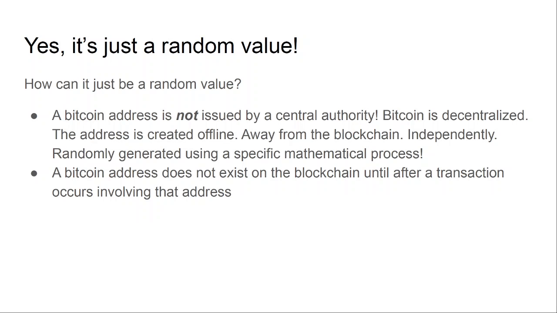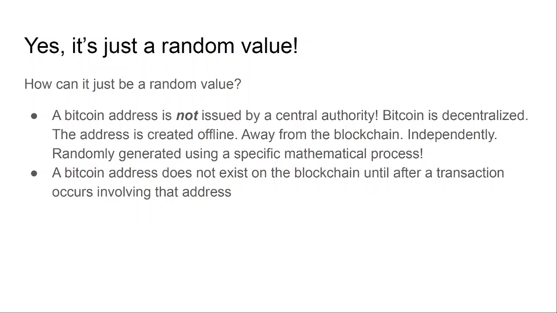Again, Bitcoin is not issued by a central authority. The address is created offline, away from the blockchain. It's completely independent. This is sometimes hard for someone just coming to the space to get their head around, because we think about everything being centralized.